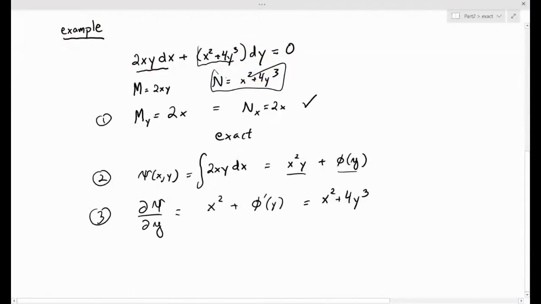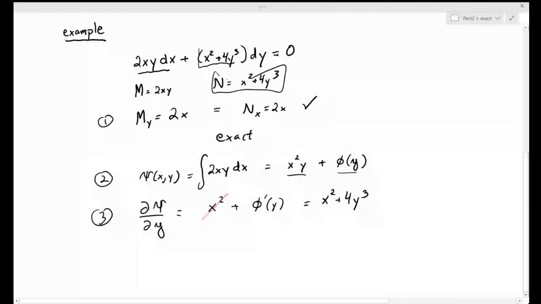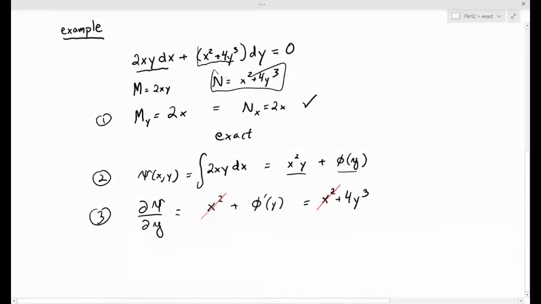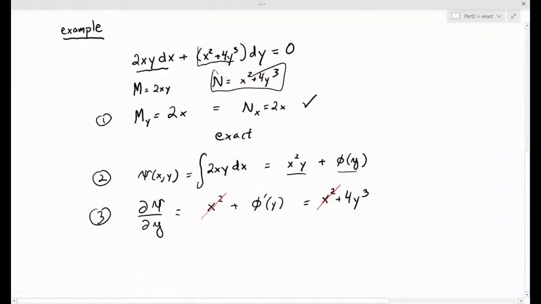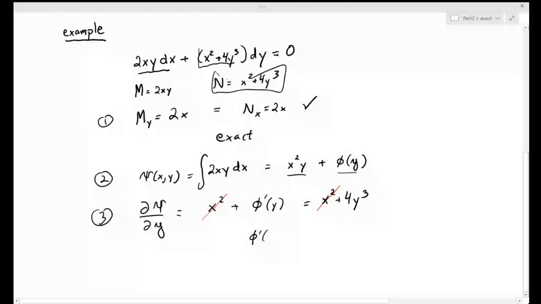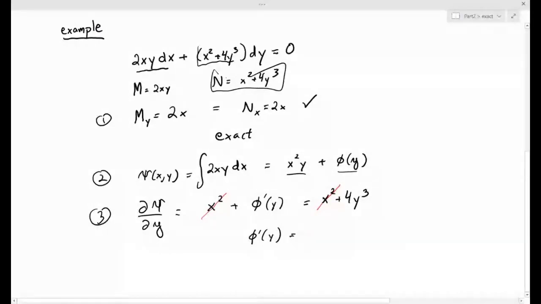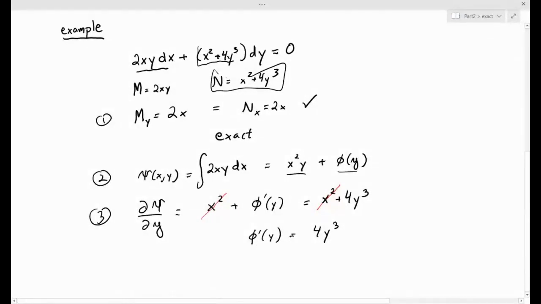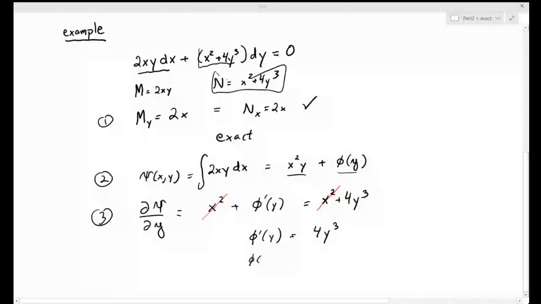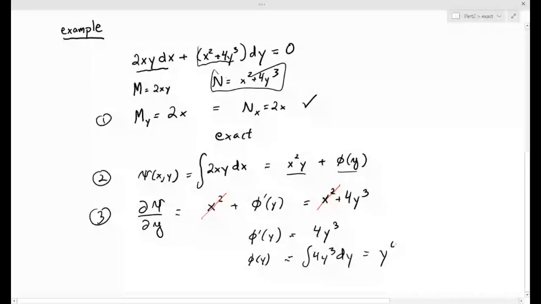All right, and if we do things correctly, anything that has like x's in it should go away. Indeed, because we have a function of y, and so of y only, so you better be only left with a function of y on the other side, and of course we just undo the derivative by integrating here. So y to the fourth.